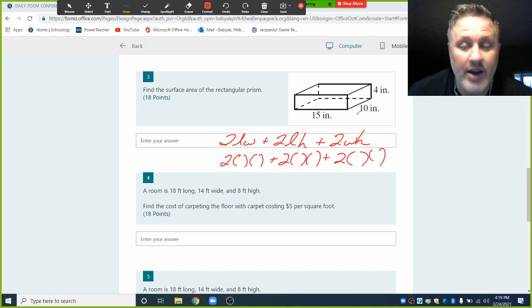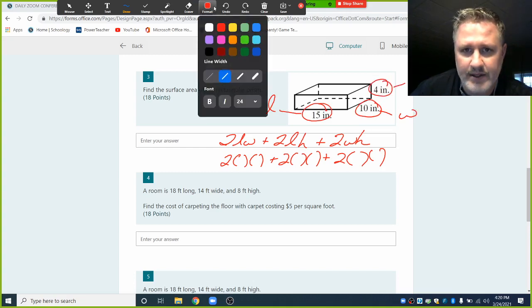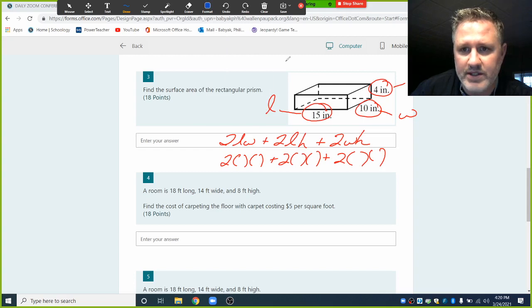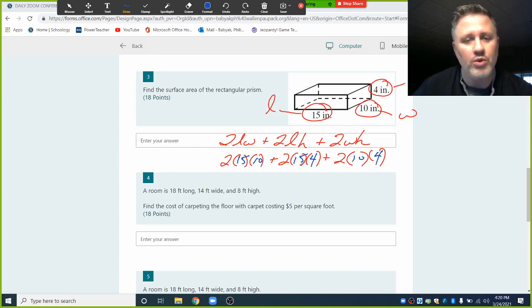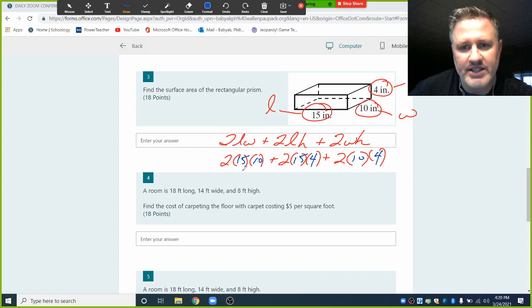And I want to put the right present into the right box. So it doesn't matter how you label these, but I'm just going to say that 15's the length. I'm going to say that 10's the width. And I'm going to say that 4's the height. All right? And now I'm going to put the presents in the boxes. So every place where I see an L, I'm going to put 15. Every place where I see a W, I'm going to put 10. 10 here and 10 here. And finally, every place where I see an H, I'm going to put a 4. And I could type this whole thing in my calculator, or I could do it step by step. I'm going to do it step by step so you guys can see.